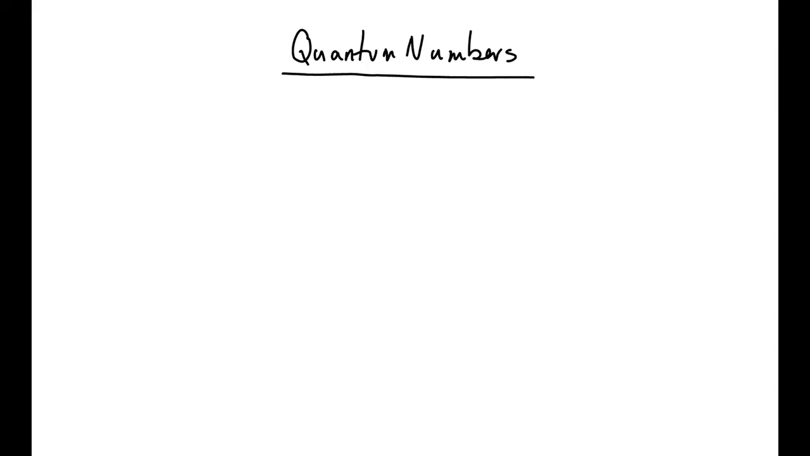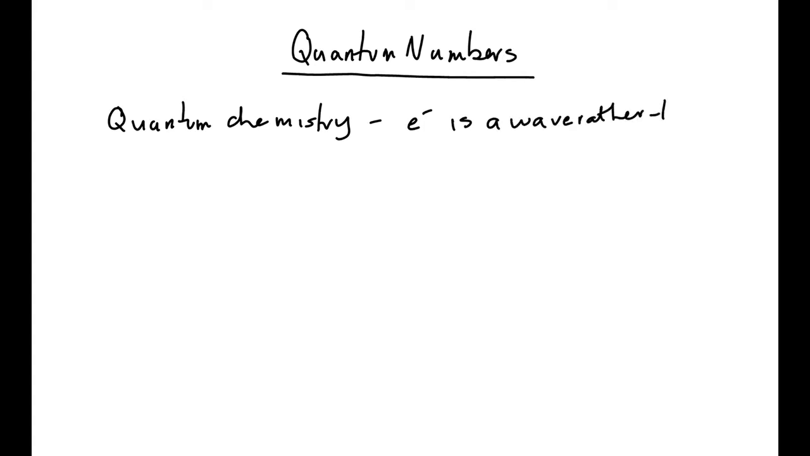Quantum numbers. Quantum chemistry treats the electron as a wave rather than a particle. And we're actually interested more in the energy of the electron rather than the velocity or position.